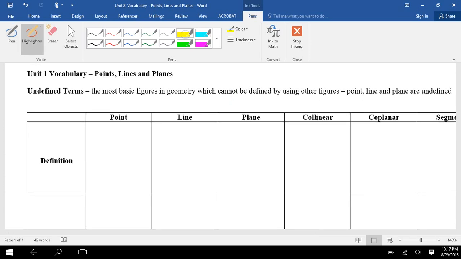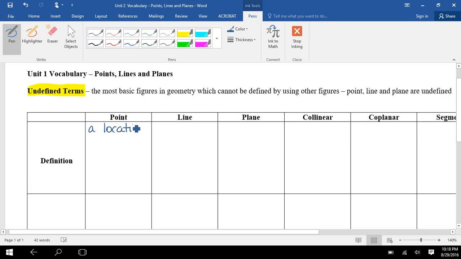Well, a point is quite hard to define. It's actually one of the undefined terms of geometry. Points, lines, and planes are the three undefined terms, which means they aren't defined by anything else. They are what defines other figures. So a point is merely a location. That's what a point is. A point is a location.